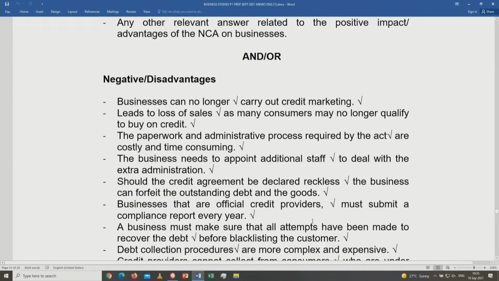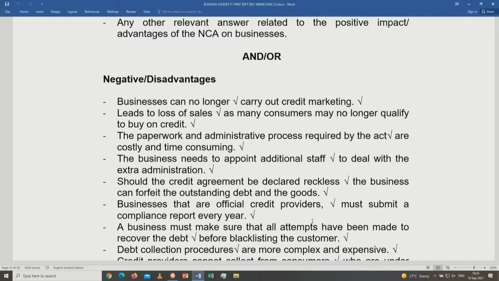And then the negatives or disadvantages of this Act to the business. Businesses can no longer, 1 mark, carry out credit marketing, another mark. It's a disadvantage now to them. It leads to loss of sales, 1 mark, as many consumers may no longer qualify to buy on credit. So you can see it's an impact on the business.